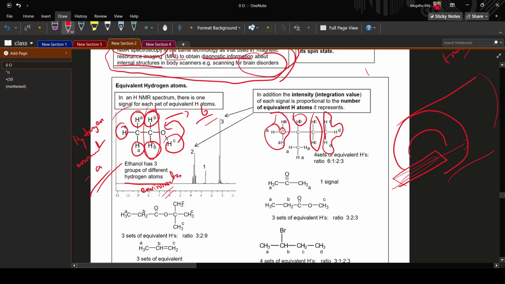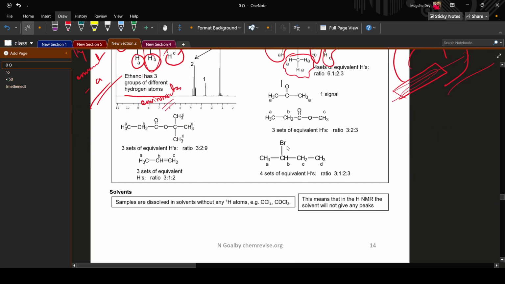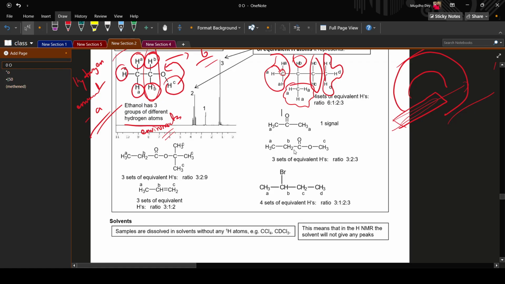Okay, so the thing about NMR spectroscopy is that you have to identify the number of unique hydrogen environments. That's the main thing. If you can identify that, then understanding the peaks is pretty simple. See, this is another thing.